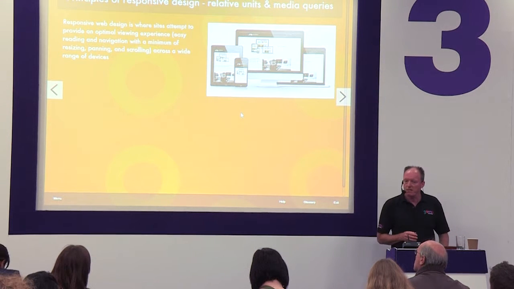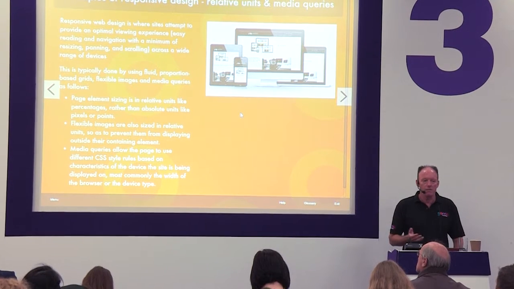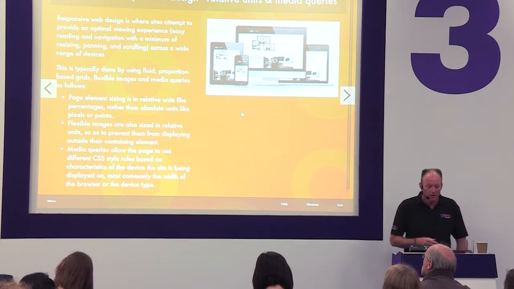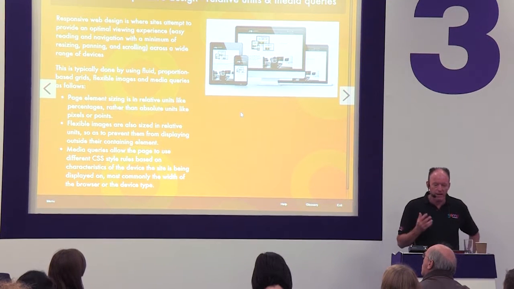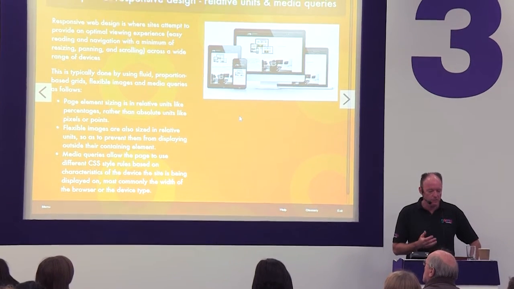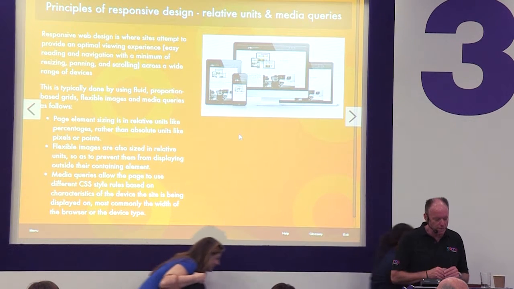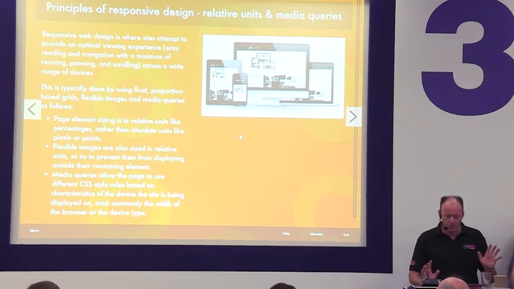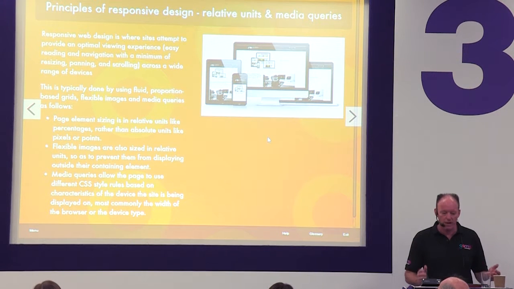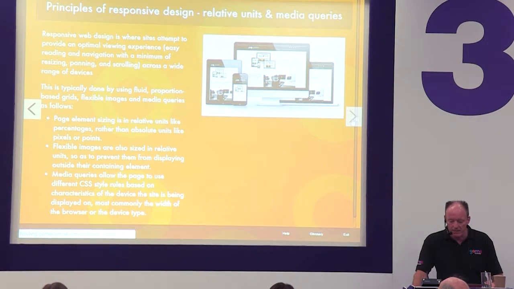And that means we have to start thinking about responsive design principles, the ability to build content once and have it respond and adapt to different devices. So in web design, it's where sites provide an optimal experience with a minimum of resizing, panning and scrolling across a wide range of devices. And this is done from proportional grids, flexible images and media queries. I won't go into too much of the detail of those, but basically it allows us to create content that responds to the device size automatically.